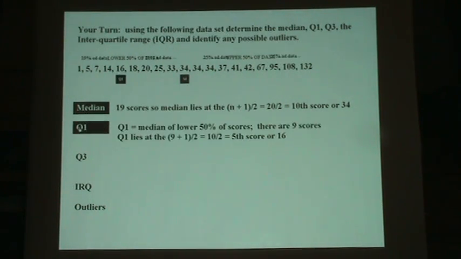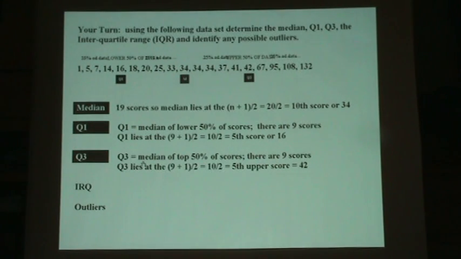Okay, now let's go for Q1. Q1 equals the median of the lower 50% of the scores. There are 9 scores, so Q1 lies at the n, 9 plus 1 divided by 2, 10 divided by 2, at the 5th score, and the 5th score would be 1, 2, 3, 4, 5. 5th score is 16. All right.